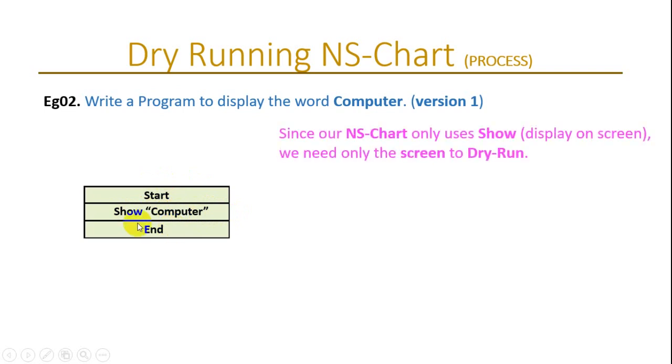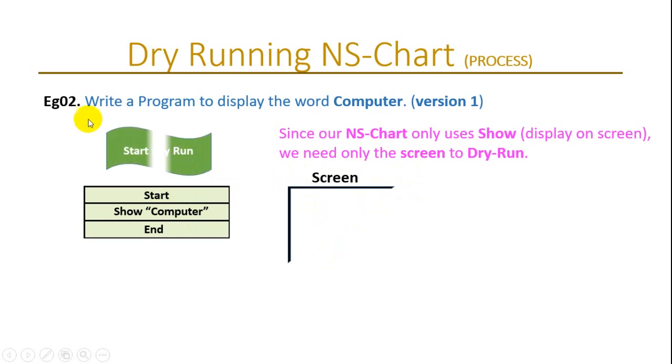Okay, since the show is there, NSChat only uses show. You only need the screen. We don't have the arrow, or we don't have the get. So variables are not required in this case. So you just do the screen and start the dry run.